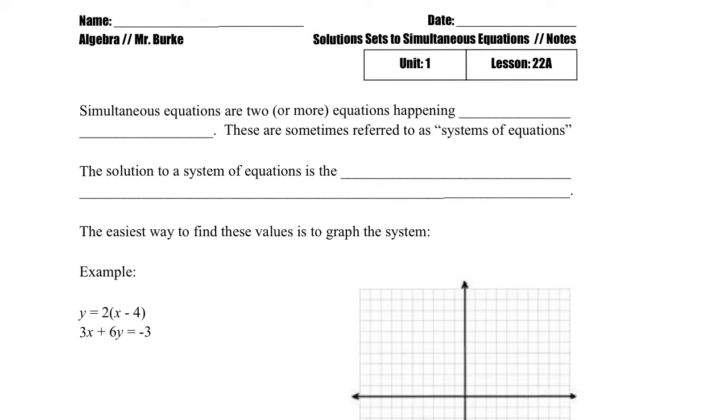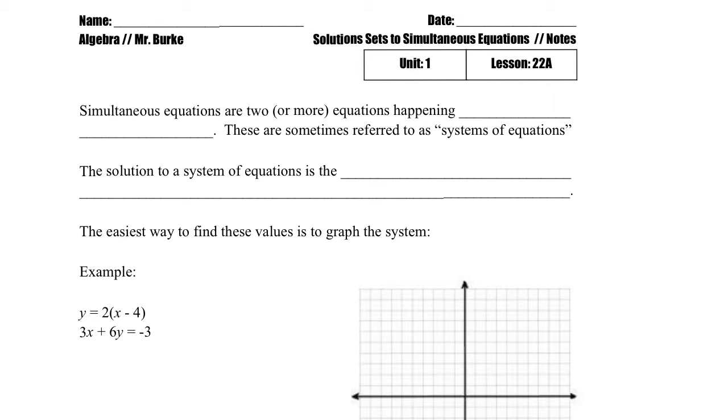All right, so we've talked about solutions to equations with two variables, and we talked about how they actually have infinite solutions, and we drew lines to represent those solution sets. Then we talked about inequalities. Now what we're going to do is in 22A, we're going to talk about solution sets to simultaneous equations, which I'll explain what that is. And then in 22B, we're going to talk about solutions to simultaneous inequalities.